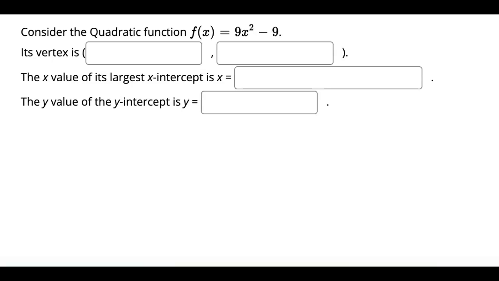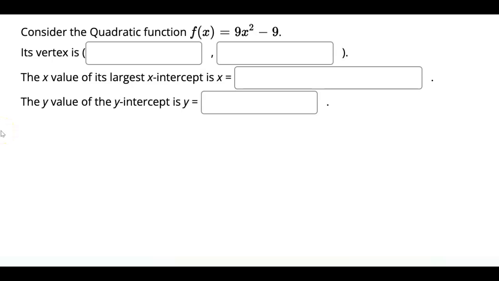Consider the quadratic function f of x equals 9x squared minus 9. So we need to find the vertex, the x value of its largest x-intercept, and the y value of the y-intercept. I think the hardest part for students on this one is to find out what the vertex is.